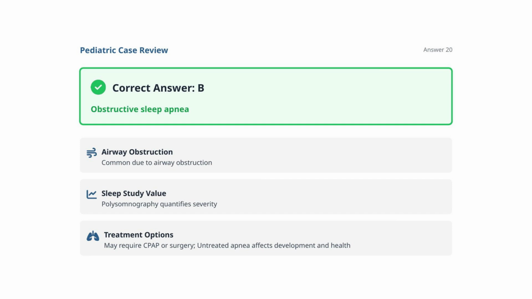The midface hypoplasia and upper airway narrowing cause frequent breathing pauses during sleep. Polysomnography measures oxygen levels, breathing patterns, and sleep quality. Results guide treatment decisions. Mild cases may improve with positioning, while severe cases require continuous positive airway pressure or surgical intervention. Treating sleep apnea improves daytime function, growth, and cardiovascular health.